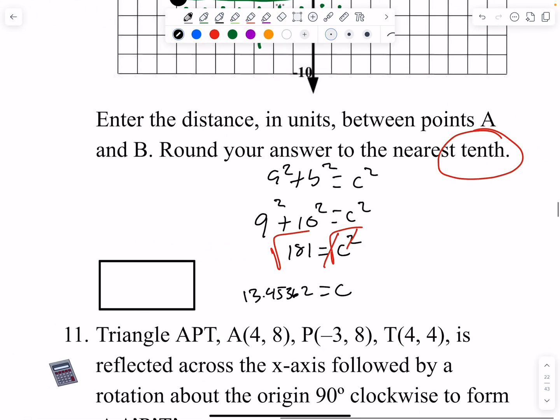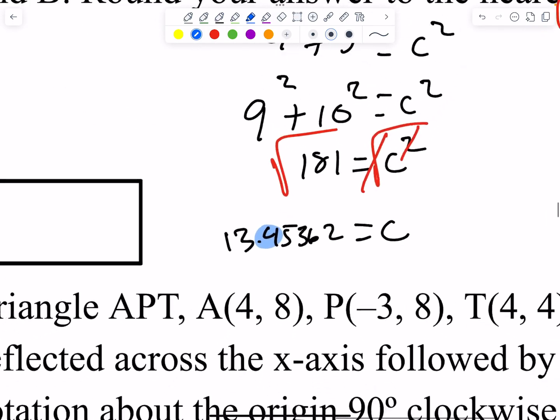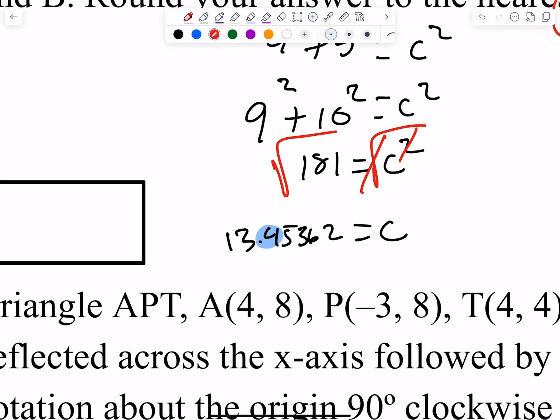Because then I look at my tenths place. So if it's the 10th, that's 1 decimal place. So if I look at the next number, it's 5 or bigger. That means this one's got to go to a 5. So 13.5.